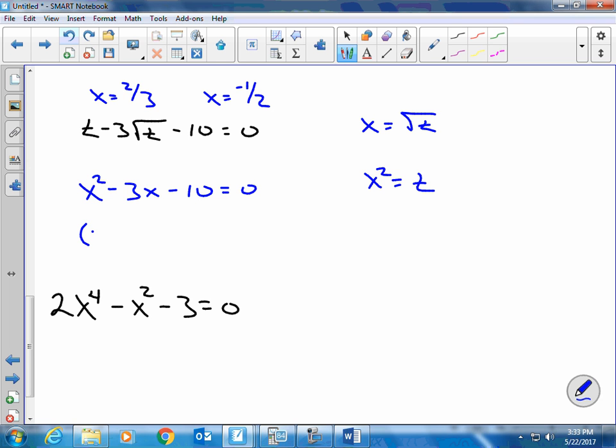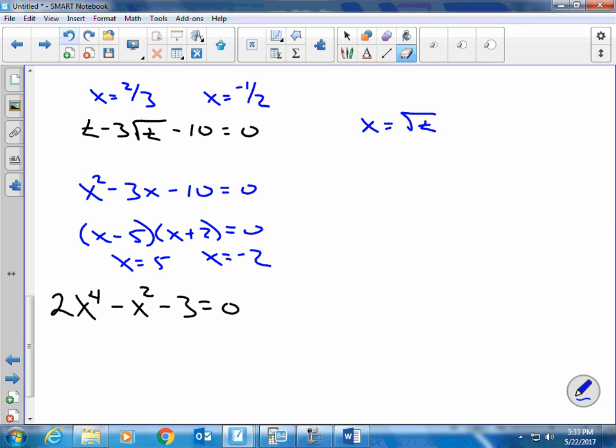I'm going to factor this thing. x minus 5 times x plus 2. So x needs to equal 5, or x needs to equal a negative 2. Go back over to what x is. x is the square root of t. So plug in 5. The square root of what number equals 5? Square both sides, and t is 25.